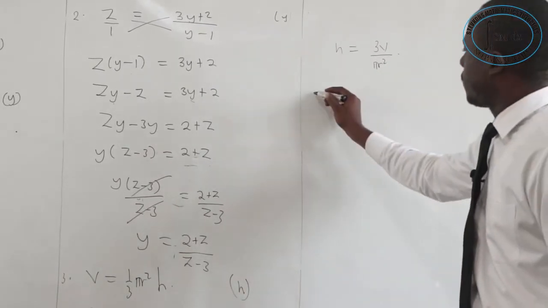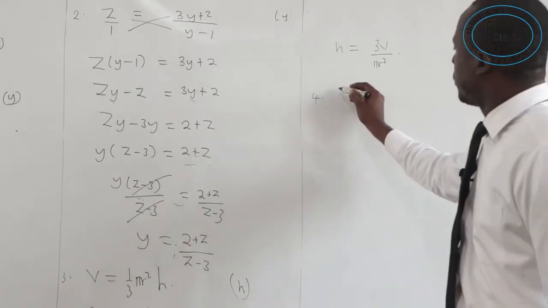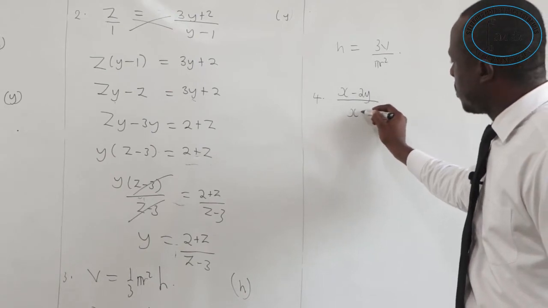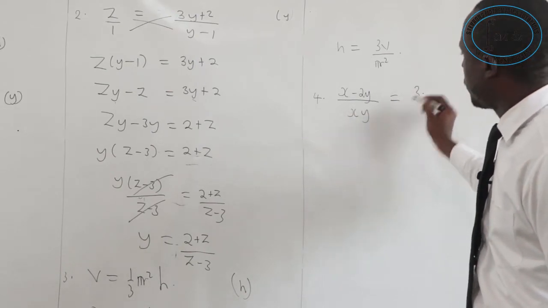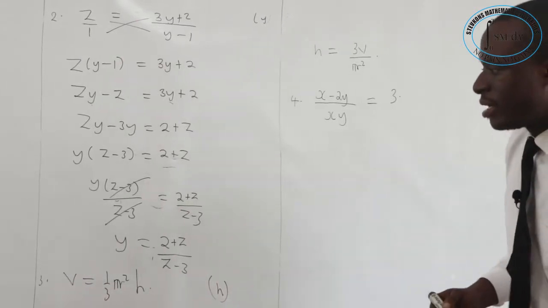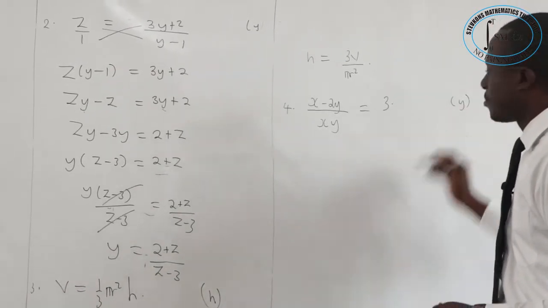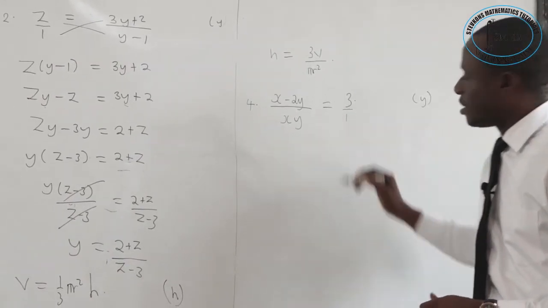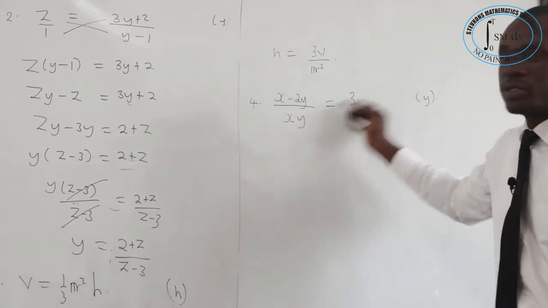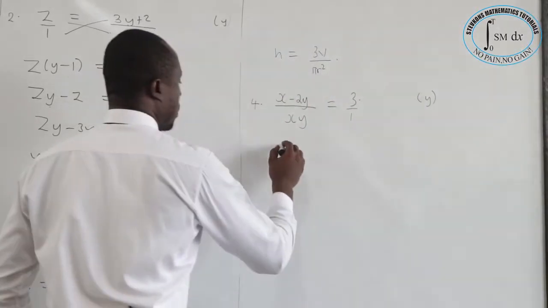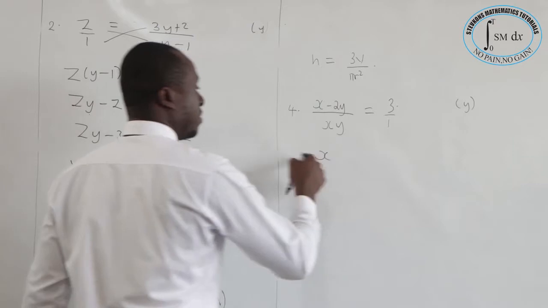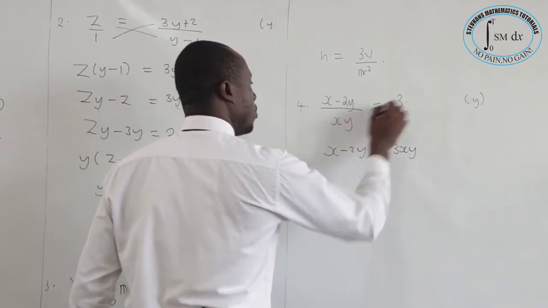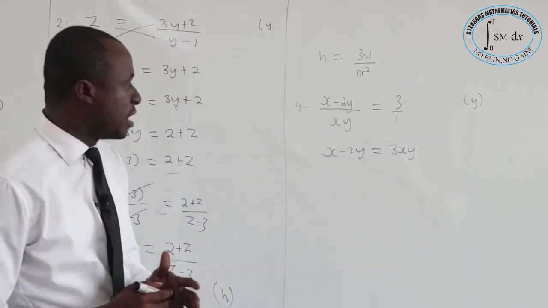Now let's see the fourth question. We have (x − 2y)/(xy) = 3. We want to make y the subject. Now, this whole number can be considered as over 1. So we can cross multiply. And in this case, we have x times 1 times everything is the same as x − 2y = 3xy, because the xy will go and multiply the 3.